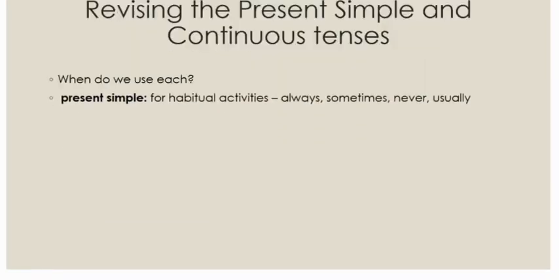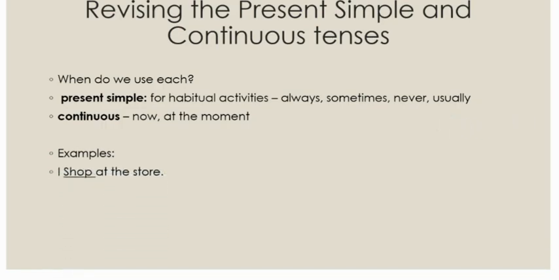All right, so we're going to revise the present simple and continuous tenses. When do we use each? So let's look at the present simple first. We use the present simple for habitual activities. It usually includes words like always, sometimes, never, usually, things like that. Those are good clues. And the continuous tense is for actions that are happening now, at the moment.